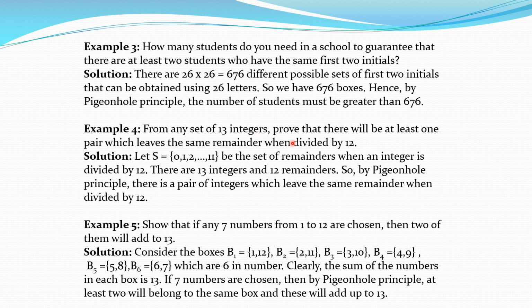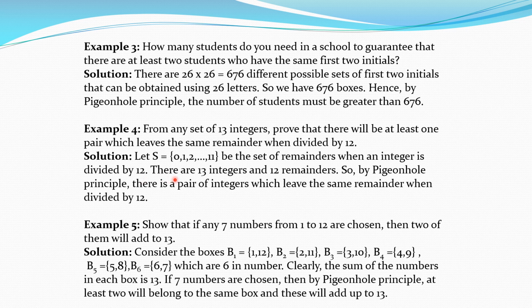Now we have to show that there is a pair. It means there are at least two integers which leave the same remainder when divided by 12. First see one thing: if you divide any integer by 12, then the values of remainder that we get are 0, 1, 2 up to 11. So we consider S as {0, 1, ..., 11}, that is the set of remainders when an integer is divided by 12. Now there are 13 integers.